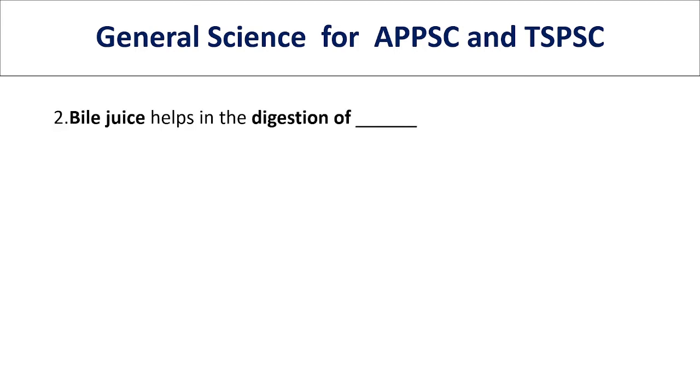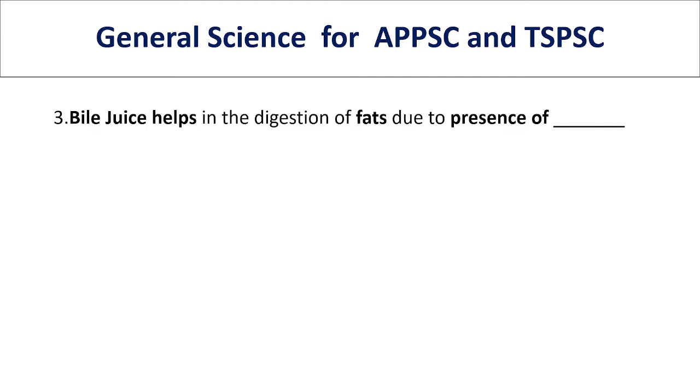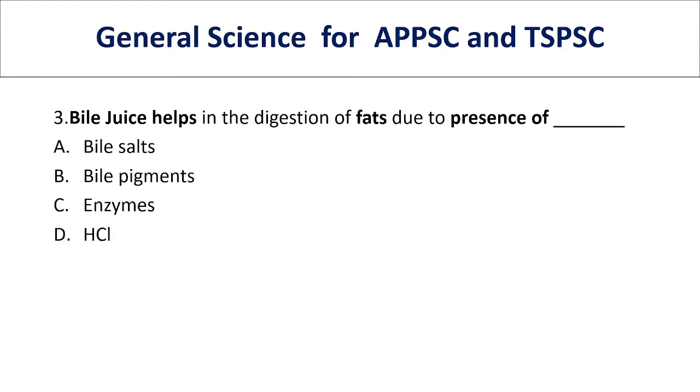Bile juice helps in the digestion of, and the options are proteins, fats, vitamins, nutrients. Bile juice helps in the digestion of fats. Next, bile juice helps in the digestion of fats due to presence of, and the options are bile salts, bile pigments, enzymes and HCl. So bile juice helps in the digestion of fats due to presence of bile salts.